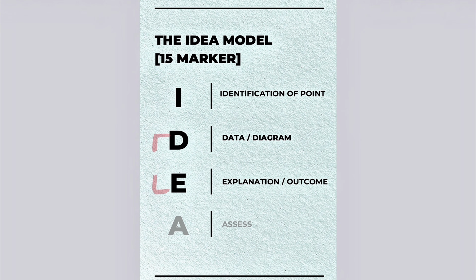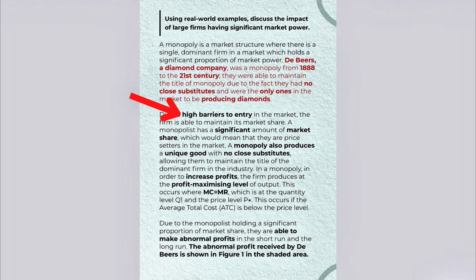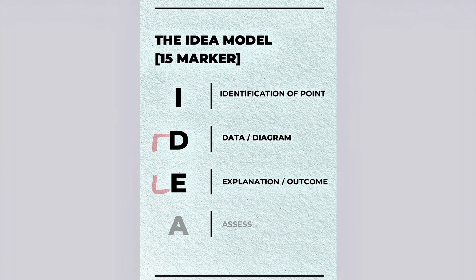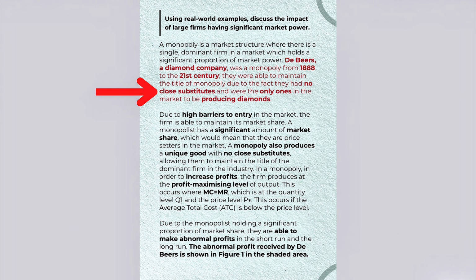The candidate here has identified that barriers to entry is one of the key points to large firms, and this is evidenced here. The candidate has used De Beers as their real-world example and said that they are a diamond-producing company, they have no substitutes, and they have a significant market share. And this is referenced here.